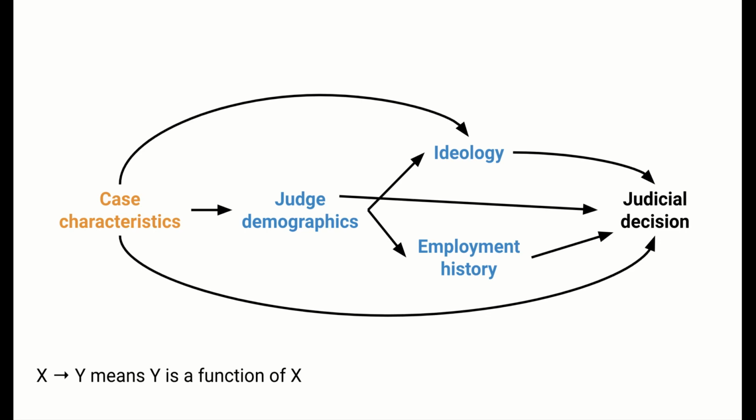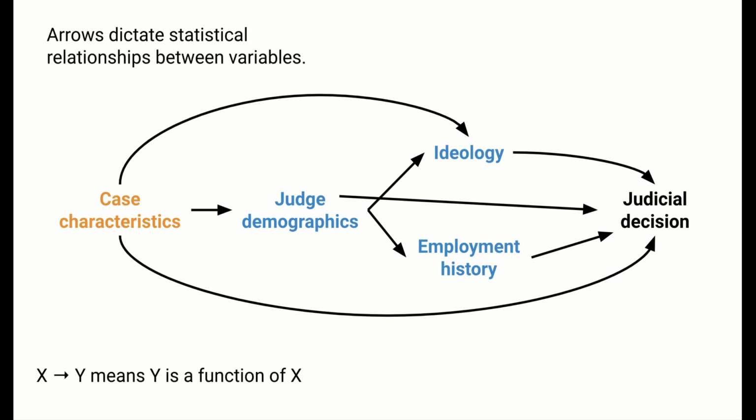So while it may seem odd to have an arrow from case characteristics to judge demographics, because how can anything cause demographics like age and race? What that arrow means is that the values of the judge demographic variables in this context do depend on case characteristics. This can happen if certain types of legal cases, perhaps depending on the subject matter, tend to be brought before certain types of judges.